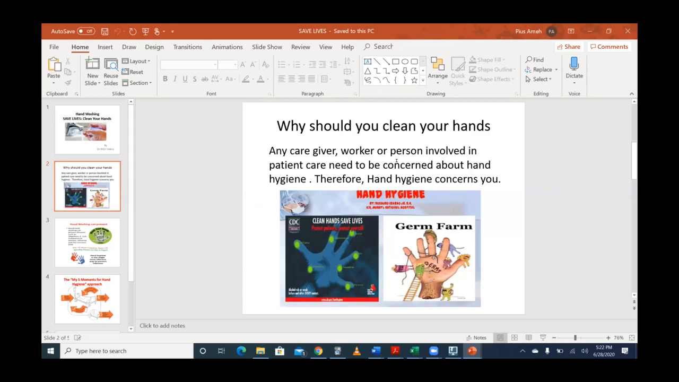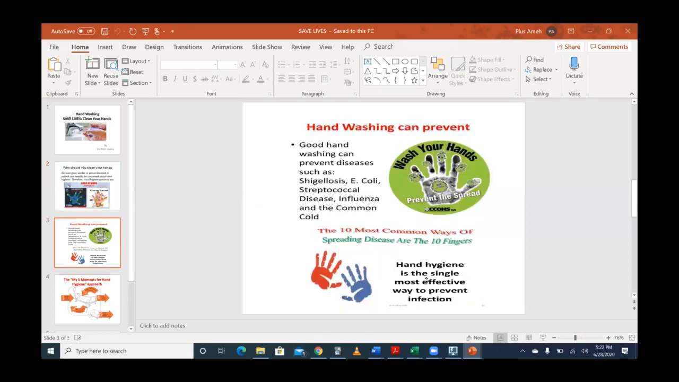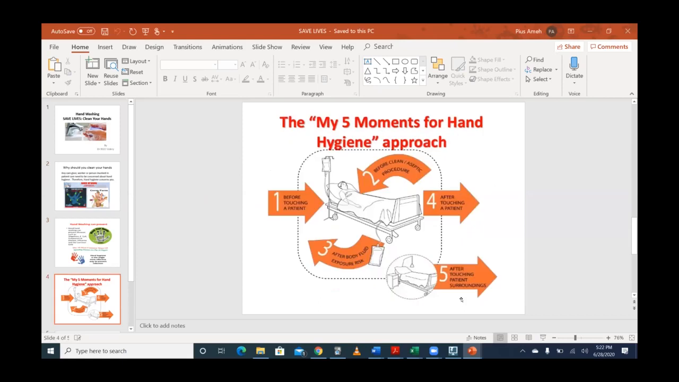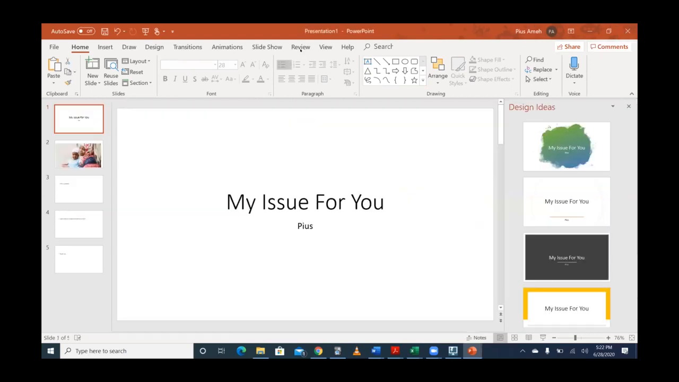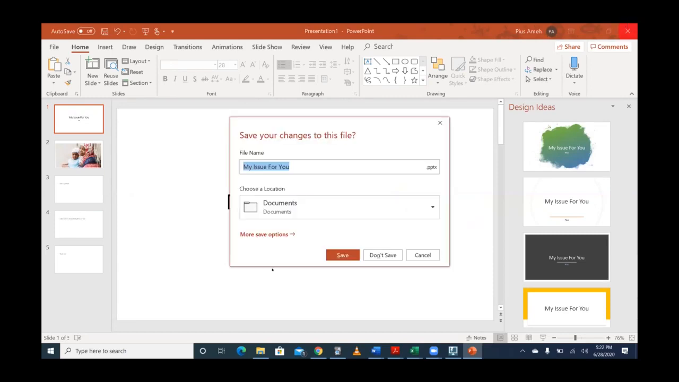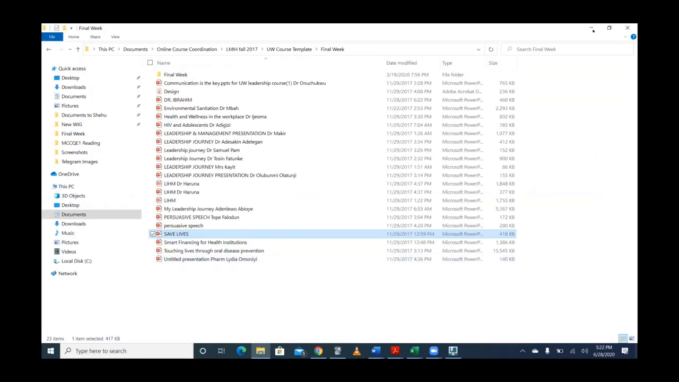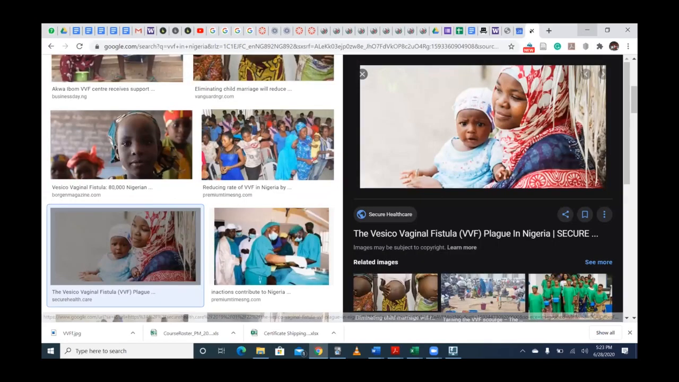So clean your hands as a caregiver, a worker, or a person involved in patient care. This is what clean hands can help you to avoid: all these illnesses. And then the 5 moments for hand hygiene, which comes from the WHO. Then he did a demonstration of hand washing right there while we were watching. So this is just to give us an idea of what the university is expecting us to do.